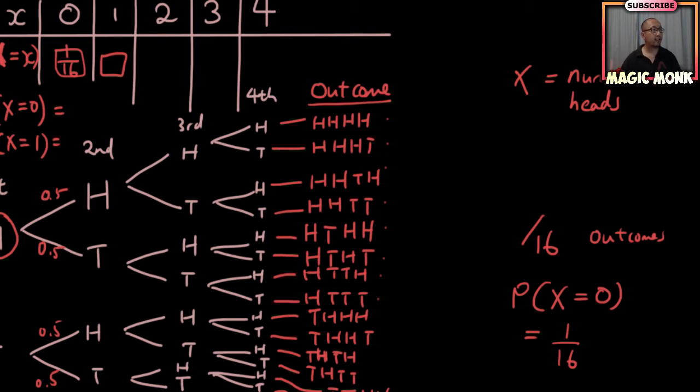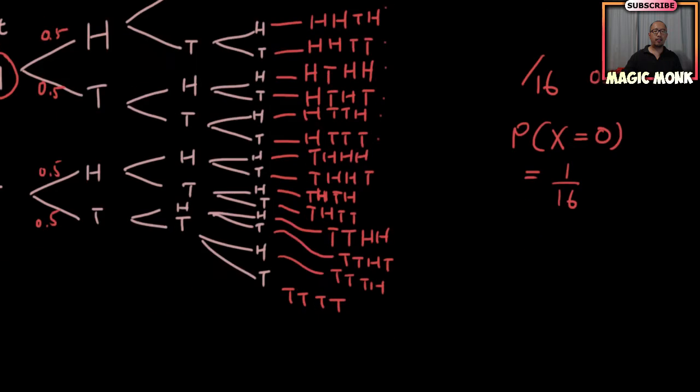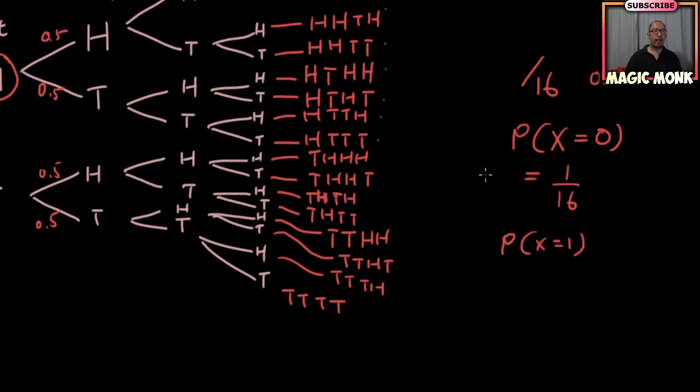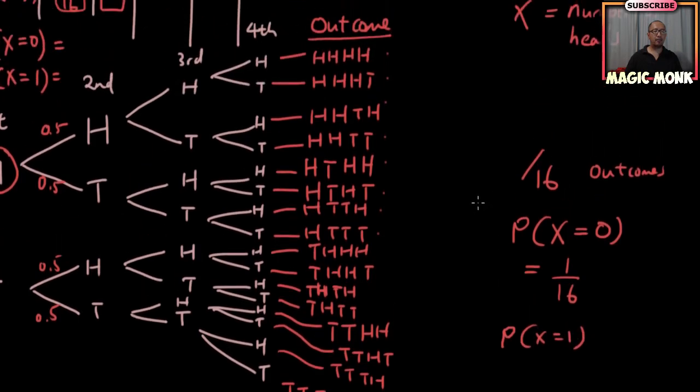So yeah, the probability of X being 0 is 1 out of 16. And now let's go to the probability of X being 1. Alright, how many of these results have 1 head?